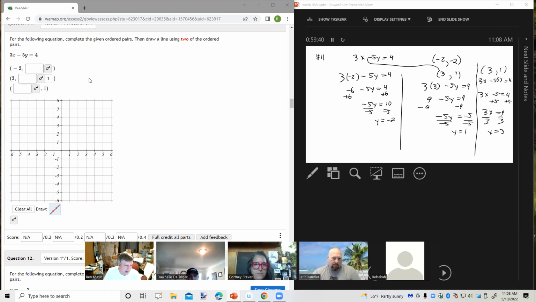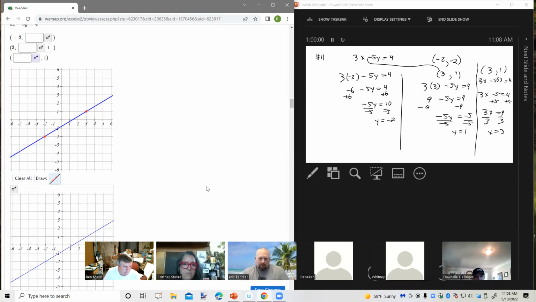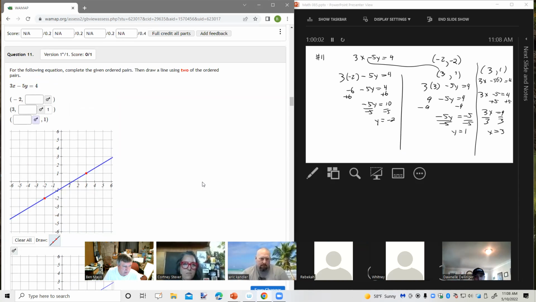Oh, and it says to graph it. Well, we actually only have 2 unique points anyway, right? So we're going to have to use -2, -2. And then 3, 1. Sorry, I lost connection. I got back in. So my number 11 actually had 3 of the same coordinates for all 3 points.